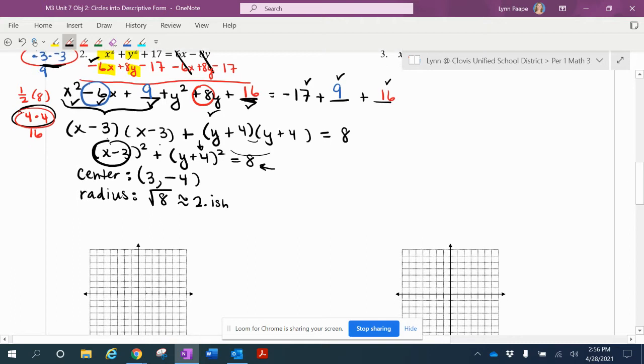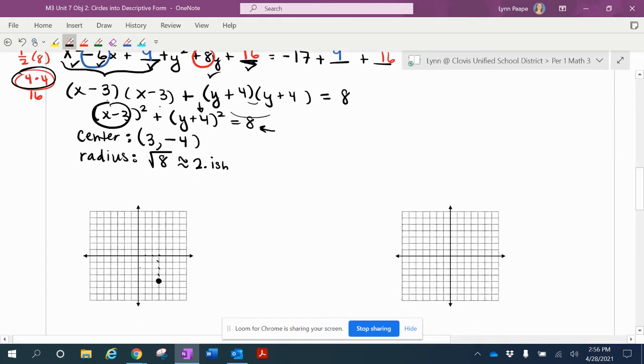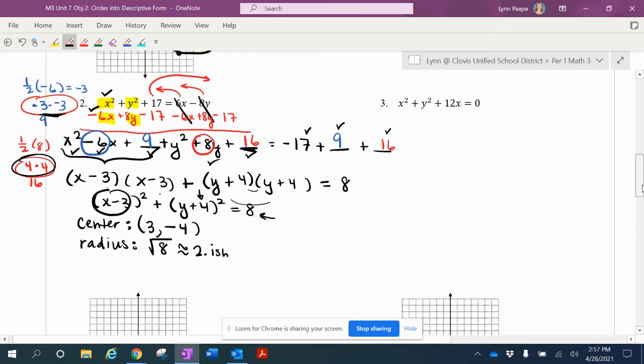Okay, so let's get the center graph. So we're going to go over 3. So I'm just counting over 3, and then I'm going to count down 4. There's my center, and then I'm going to hit all my compass points, north, east, south, and west, and I'm going to go a little more than 2. So I'm going to go 1, 2, so somewhere there. 1, 2, head to the east. 1, 2, head to the south. 1, 2, head to the west, and then connect the 4 compass points, and as best as you can, make it look like a circle. Okay? All right, so let's do another one here.